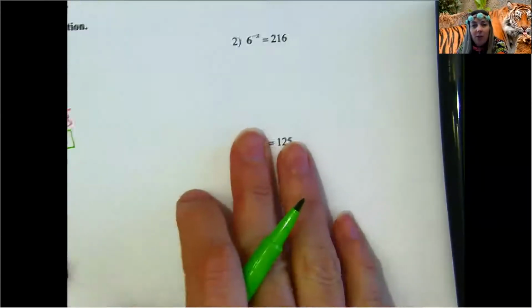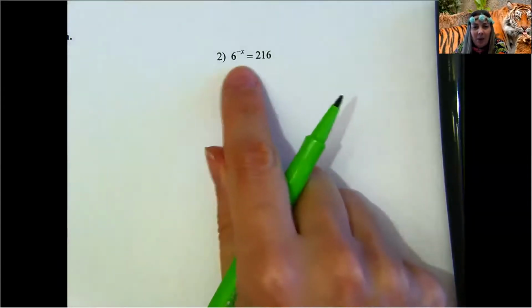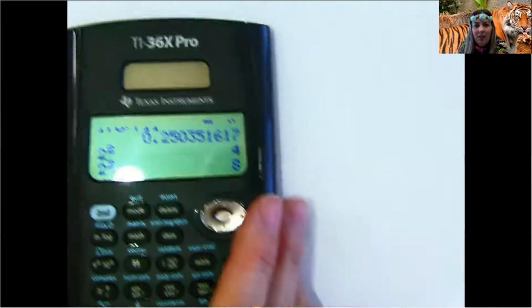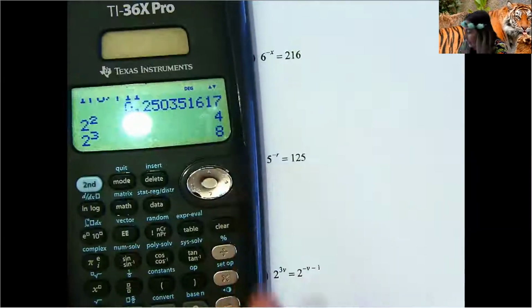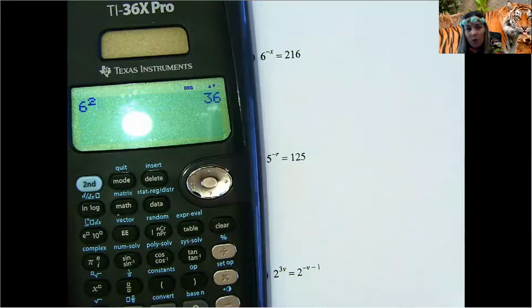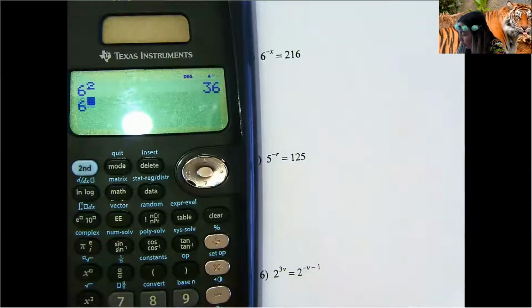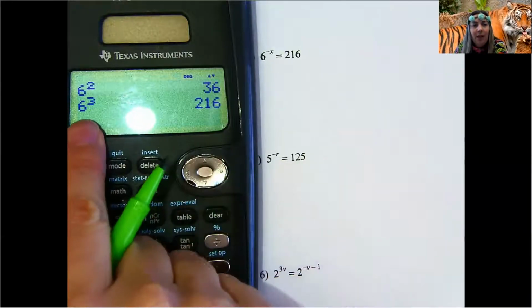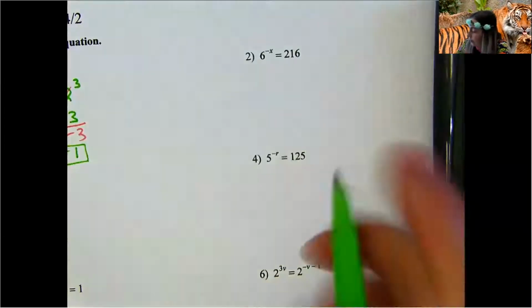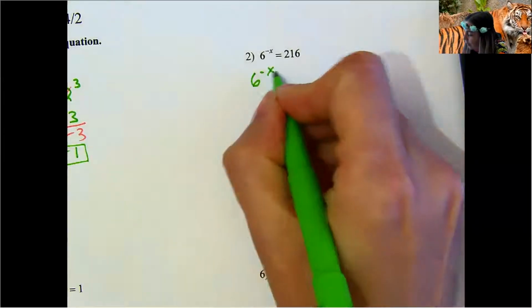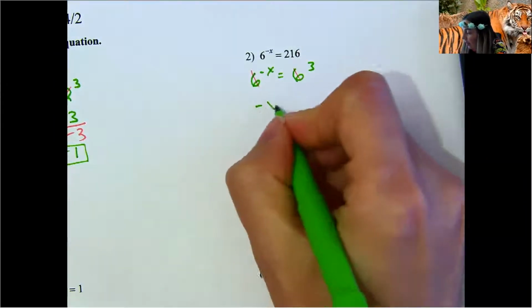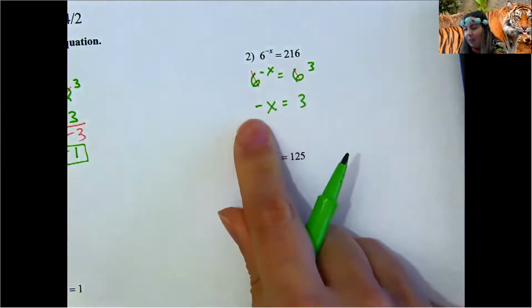All right. Over here, we need to find some way to make this a base 6. All right, so 216 using a base 6. 6 squared won't do it. 6 to the 3rd, there you go. So 216 can be rewritten as 6 to the 3rd. So we have 6 to the negative x equals 6 to the 3rd. Since the bases are the same, you can move past them and focus on the exponents. You have negative x equals 3.